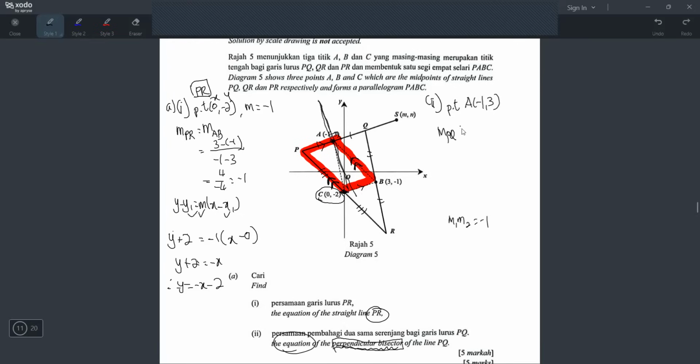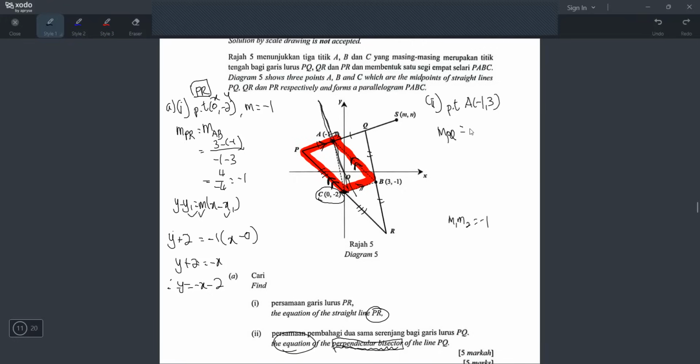Okay, let's find the gradient of PQ first. What is the gradient of PQ? Ayo, we don't have two coordinates. So how? Okay, it's okay because the PQ line is parallel to the CB line, right? Because this is a parallelogram. So I even labeled it nicely already. That is why labeling is very important. If you don't label nicely, then you don't know they have the same gradient, right? So that's why I label the arrow, to indicate that they are parallel.